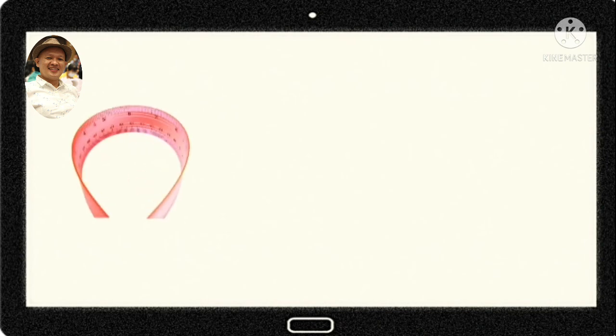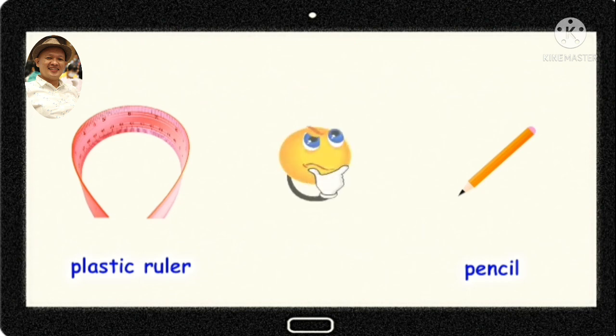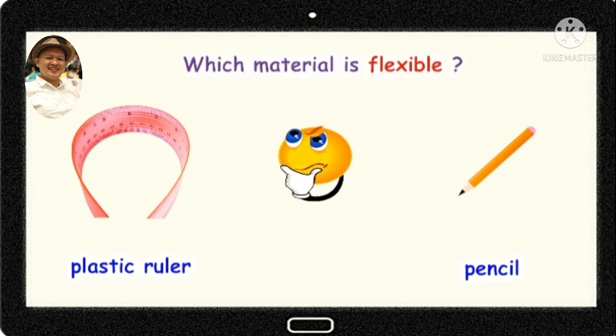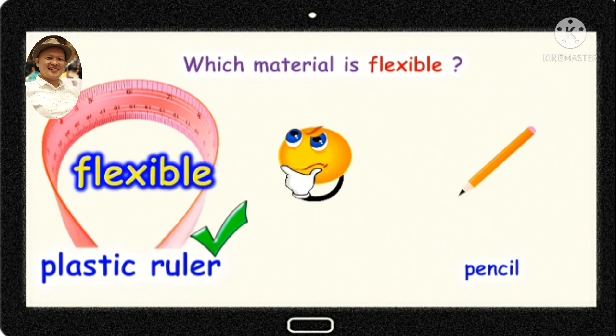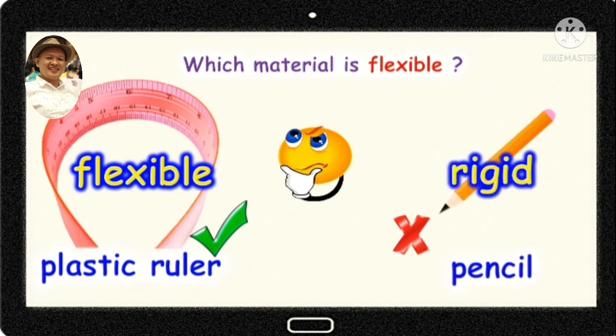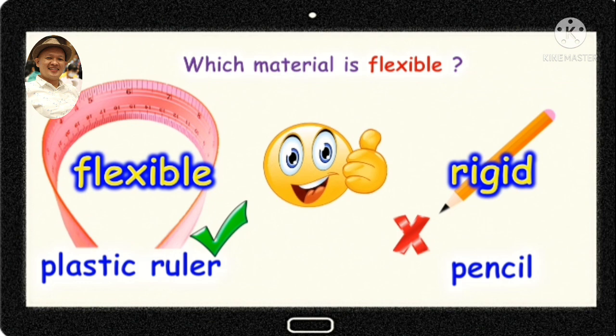Next, plastic ruler and a pencil. Which material is flexible? The correct answer is plastic ruler. It is a flexible material, and pencil is not flexible because it's a rigid material.